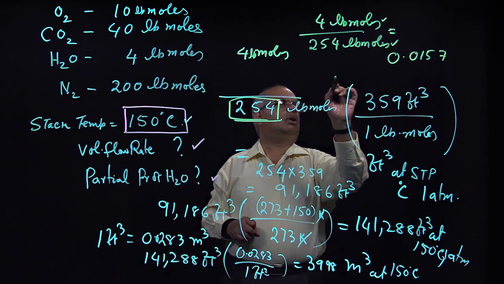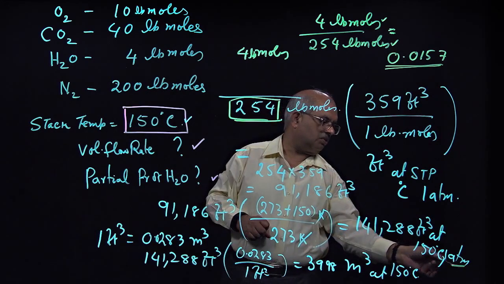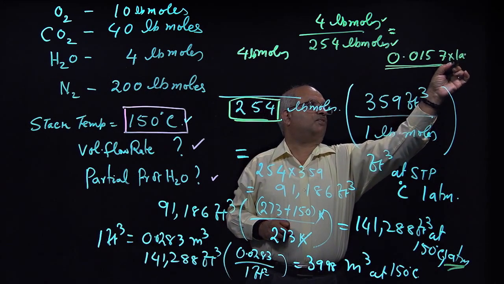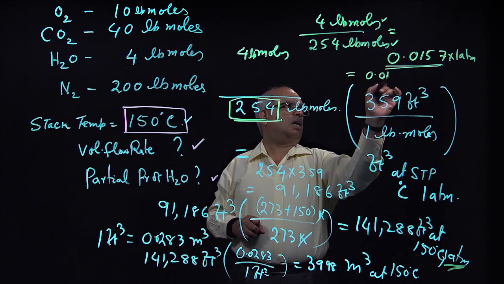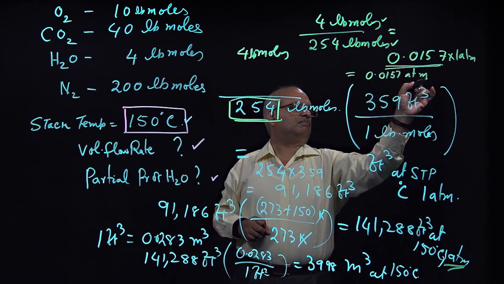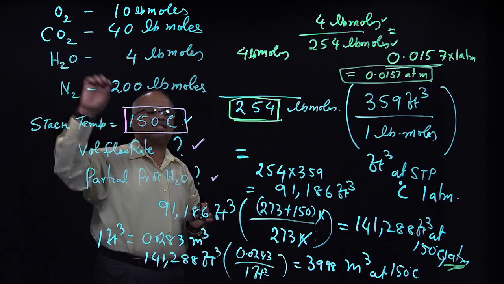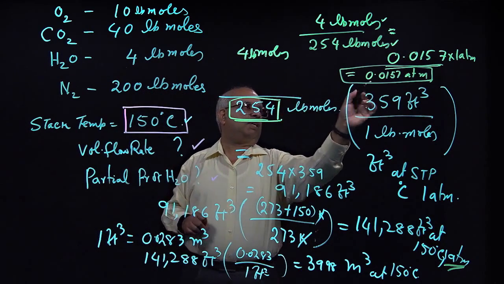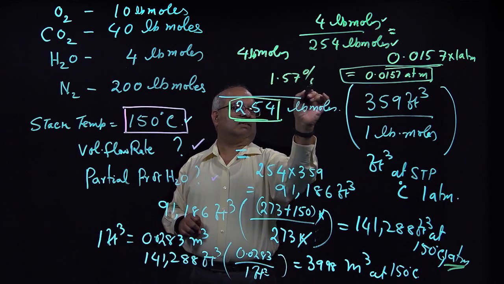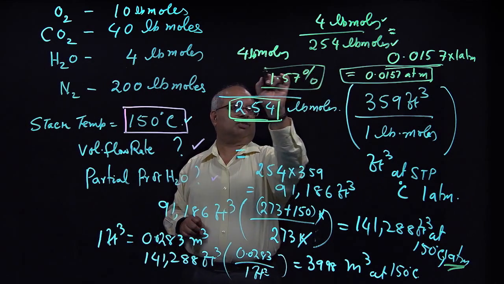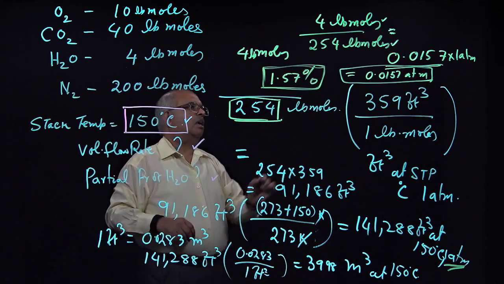If we calculate this, it would be 0.0157. So basically, this is the fraction of the pressure that is exerted. The pressure at which the gases are going out is 1 atmosphere. So if we multiply this by 1 atmosphere, the partial pressure exerted by this gas would be 0.0157 atmospheres. Or in other words, if we want to calculate the percentage of the total pressure exerted by water vapor, you multiply this by 100 and it will be 1.57%. This is the percentage of the total pressure exerted by water vapor. Partial pressure is 0.0157 atmospheres.